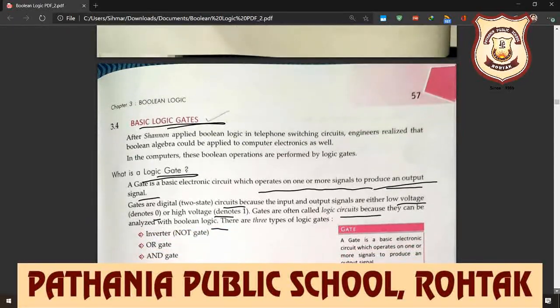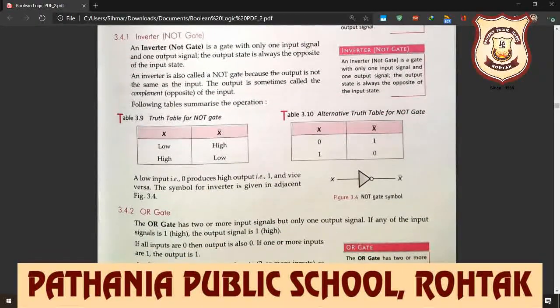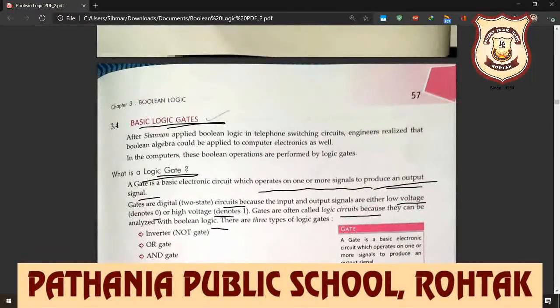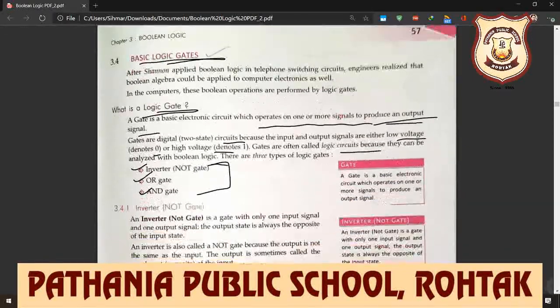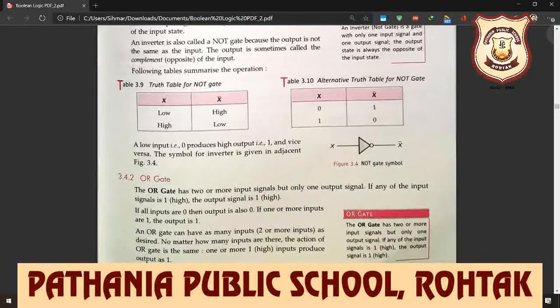Basically three types of logic gates are there. One is your NOT gate, second is your OR gate, and third one is your AND gate. So these are the three basic gates. First we learn the NOT gate here.